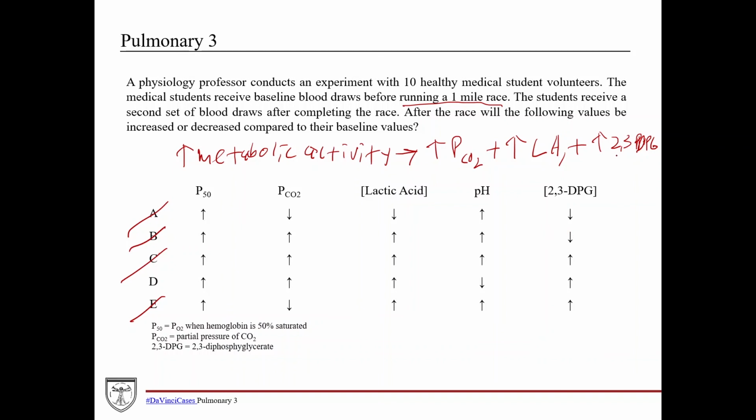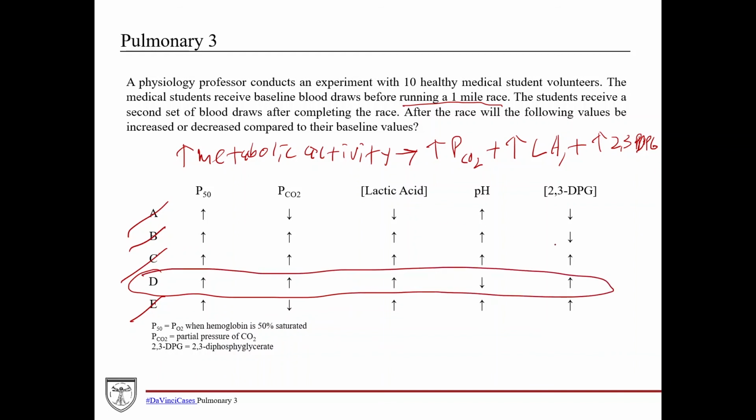If you remember, increased 2,3-DPG. Red blood cells increase production of this during states of low O2 because they want to stimulate hemoglobin to let go of more oxygen to help supply those tissues that need more oxygen. And so in this case, you have answer choice D. And this also corresponds to a right shift.